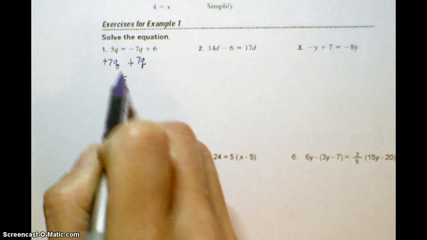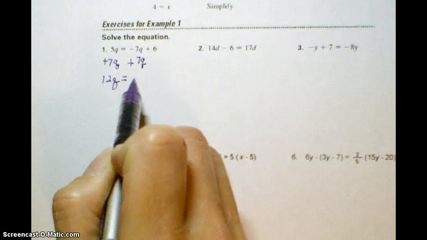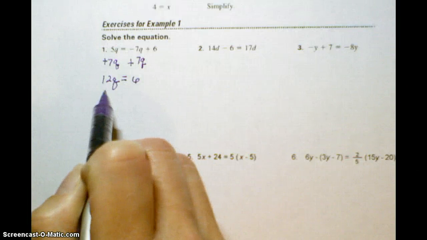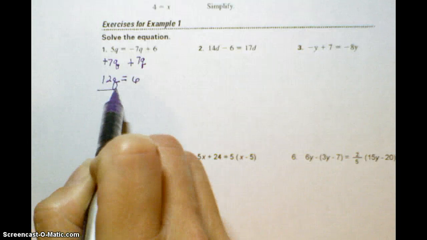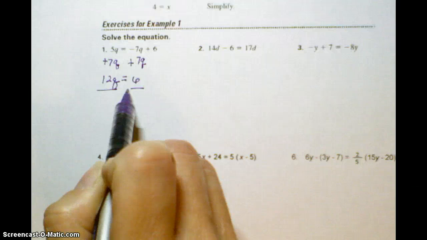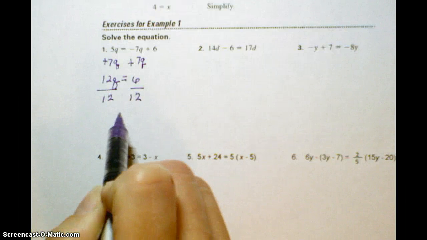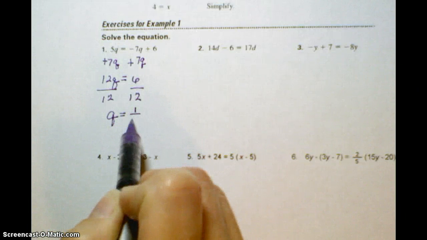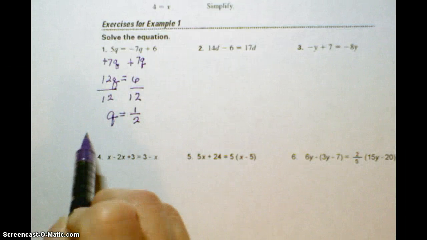Now on this side, I have 12 q's, and over here we have 6. Now I want to get q by itself, so I have to undo multiplication with division. And whatever I do on one side, again, I do on the other. So I'm going to divide both sides by 12. q equals 6 over 12, which is 1/2. And then we can go back in and check.